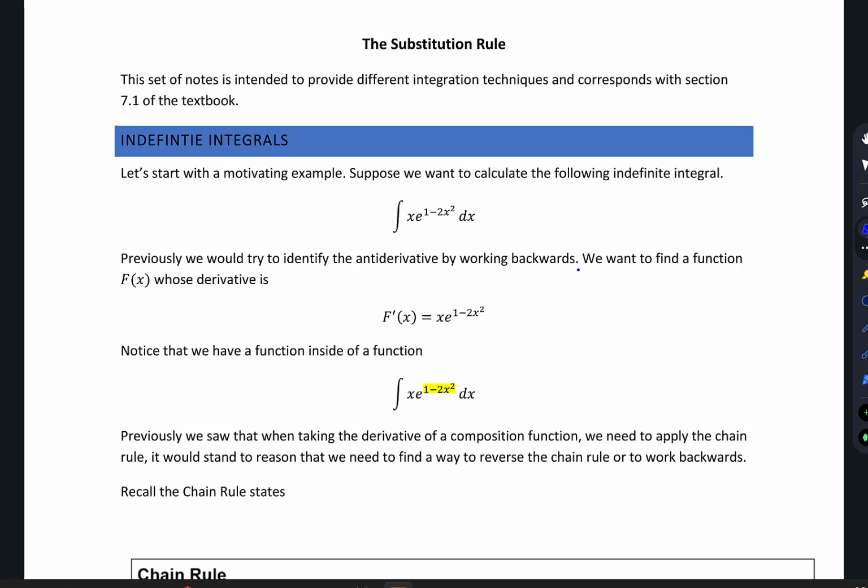Notice that we have x times e to the 1 minus 2x squared dx. Previously, our goal when working with indefinite integrals was to identify the antiderivative and work backwards. So in other words, we want a function f of x whose derivative is the following.